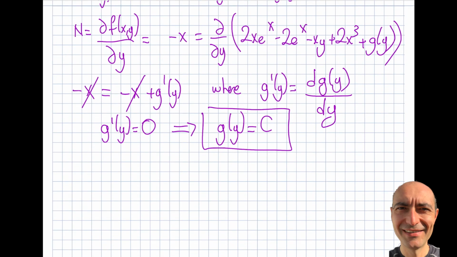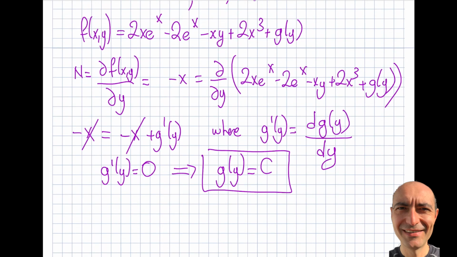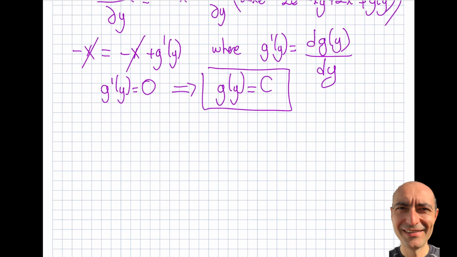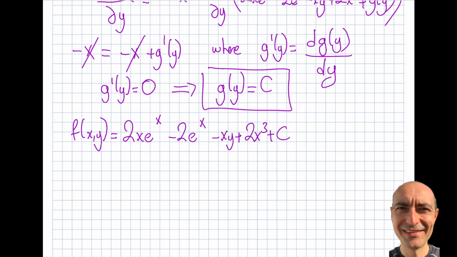But when all said and done, then I will rewrite this whole thing. So basically, I just insert this g of y to be plus c here. And I got myself f(x, y) will be equal to 2x e to the x minus 2 e to the x minus xy plus 2x cubed plus a constant of c. I'm kind of done, but not quite. Just one more last step.